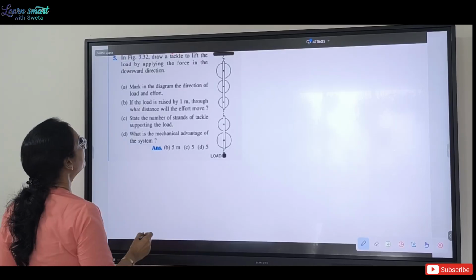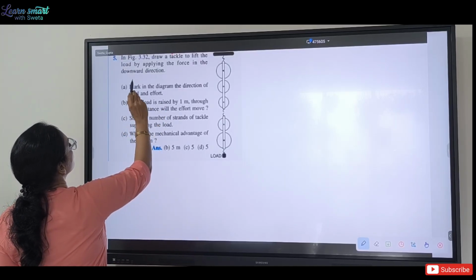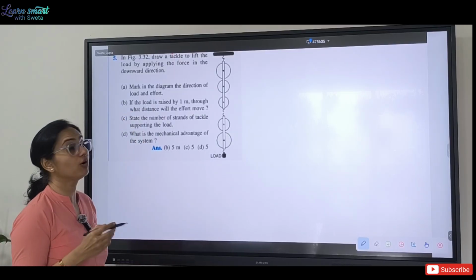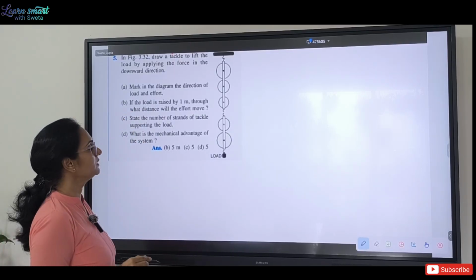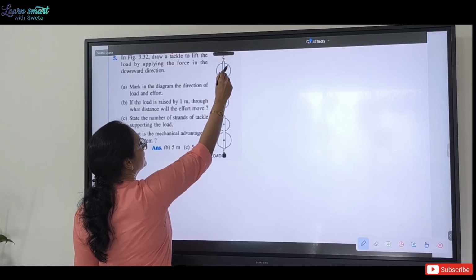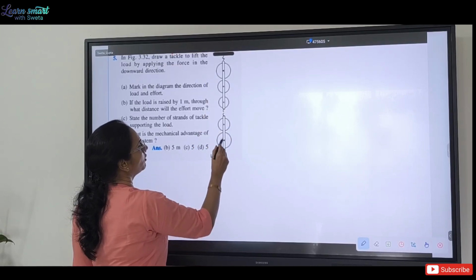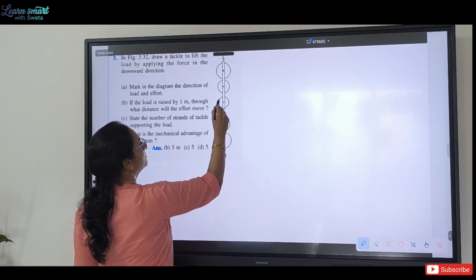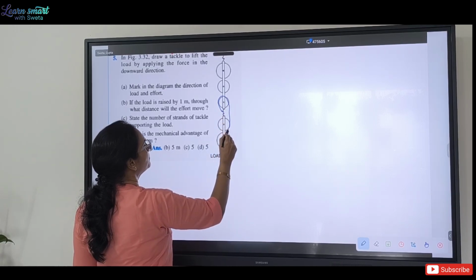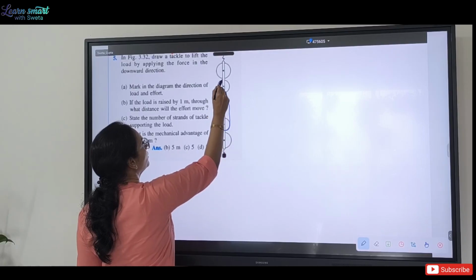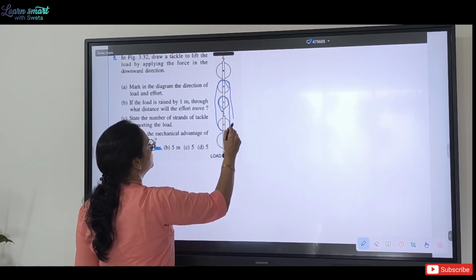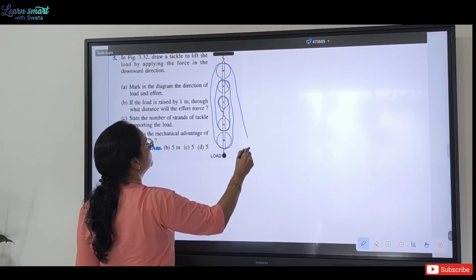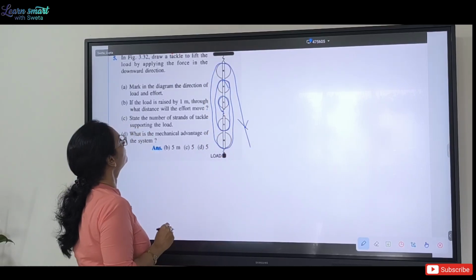In question number 5, draw a tackle to lift the load by applying the force in the downward direction. So we have to draw the tackle. How to draw the tackle? We can see in the upper block there are 3 pulleys, lower block there are 2 pulleys. So the thread will go from the lower block to the upper block, and this is how you have to draw.